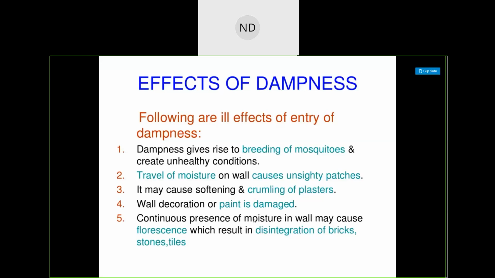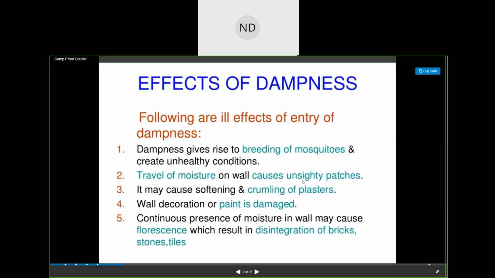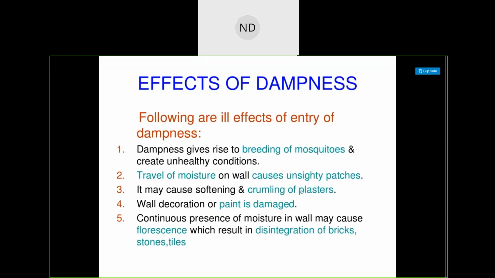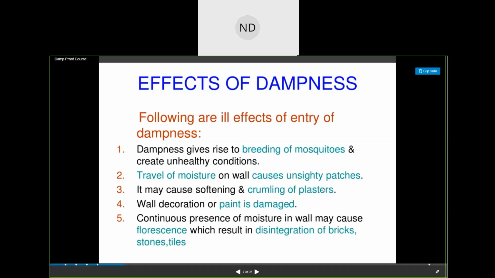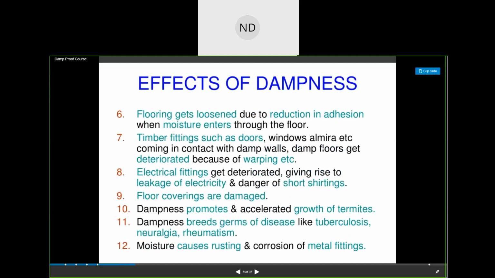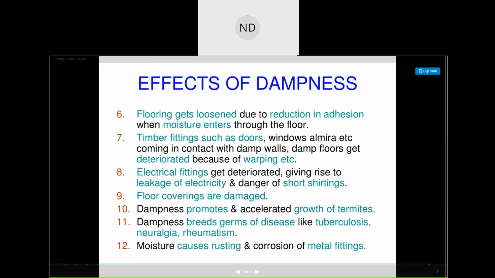So these are the effects. Travel of moisture on the wall also causes unsightly patches. If there is water inside your walls or any structural members, obviously there will be crumbling of plasters, patches, and damaged paint. The bond between the brick, concrete, etc., will be loosened. The strength will become less.